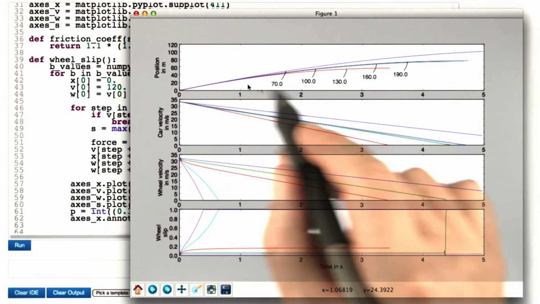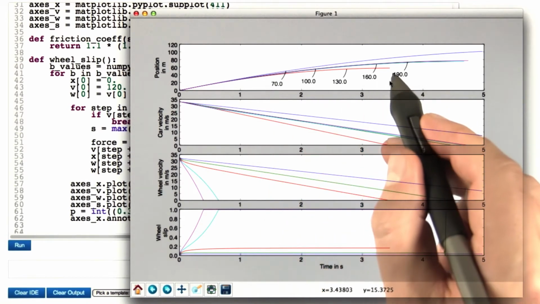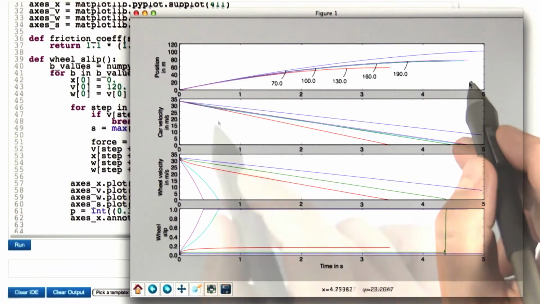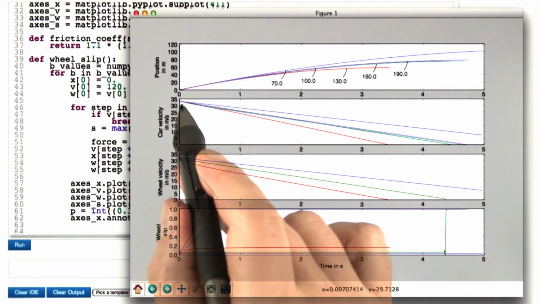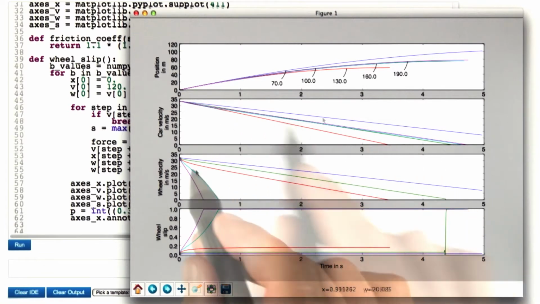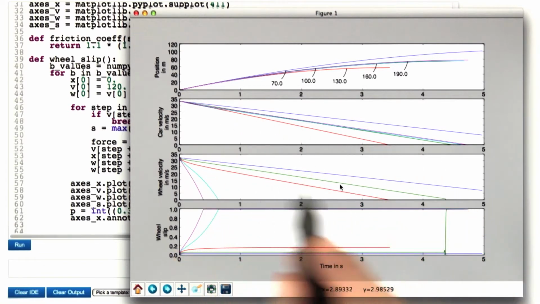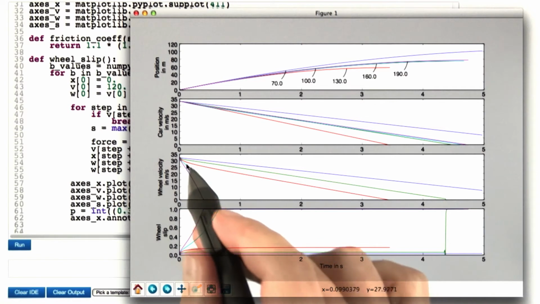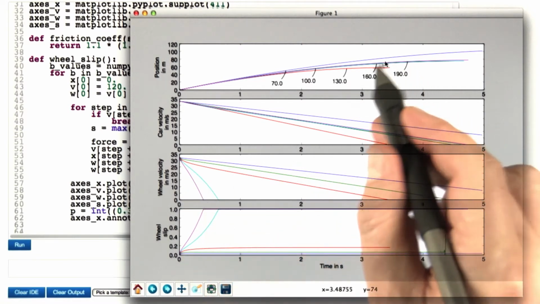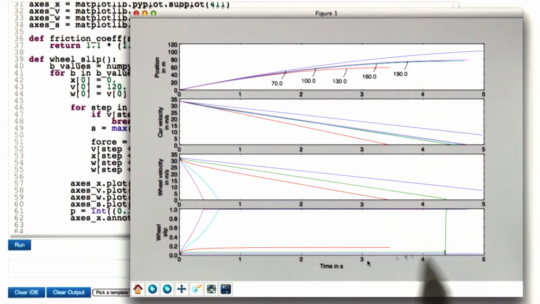The topmost subplot illustrates the braking distance. The endpoint of each of these curves is at the braking distance. The second subplot shows that the car velocity decreases almost linearly. This is not quite true of the wheel velocity. In particular, you can see that the wheel velocity quickly decreases to zero when the strength of braking is too high. The most interesting part, however, is the lowest subplot.